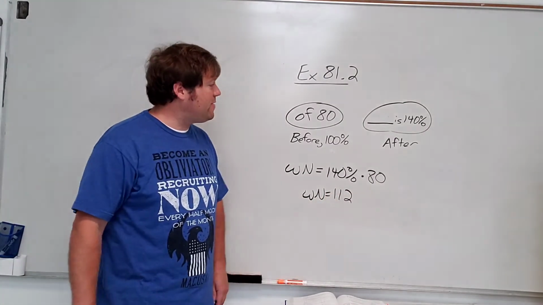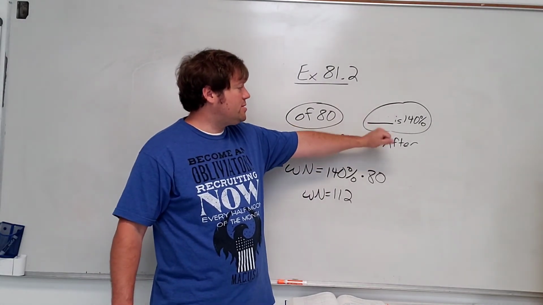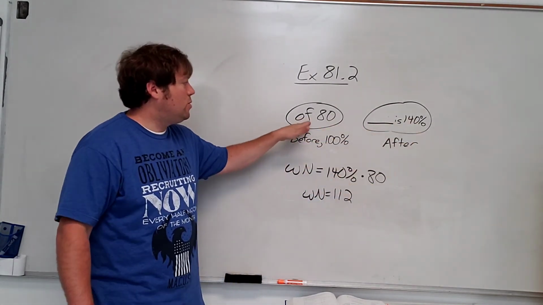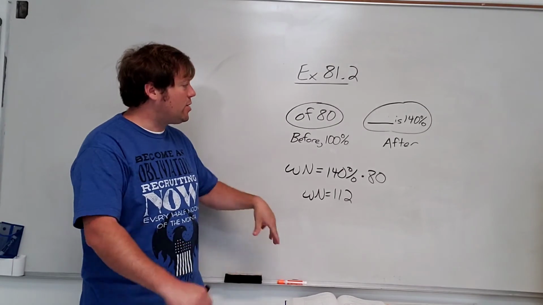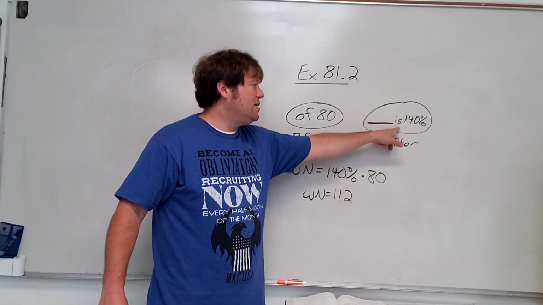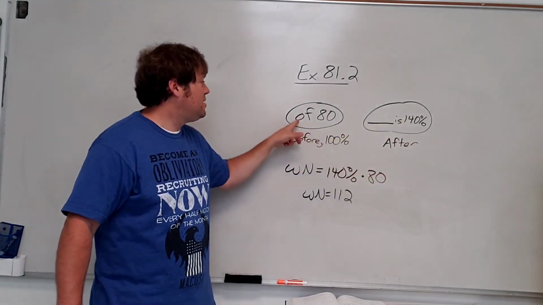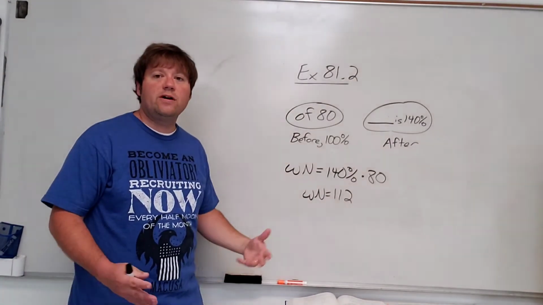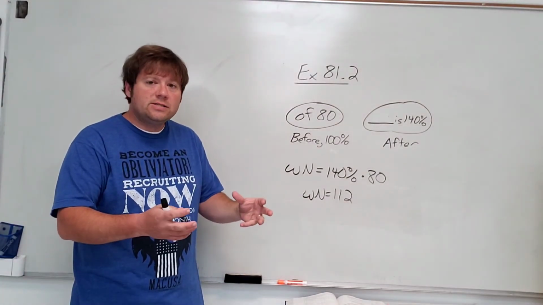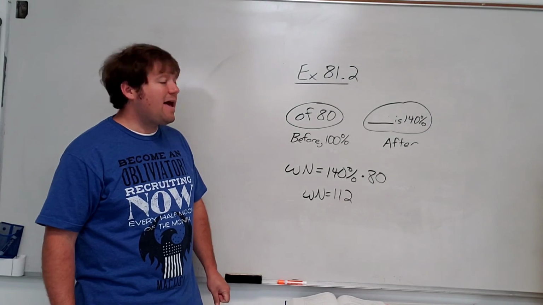And that's how all of these problems will work out. There'll be one part of it that's missing, either this, the percent, or the of number. And you're always going to write it out as this equals this times this. And so whatever number's missing, you do a little bit of simple algebra and you find that missing number.